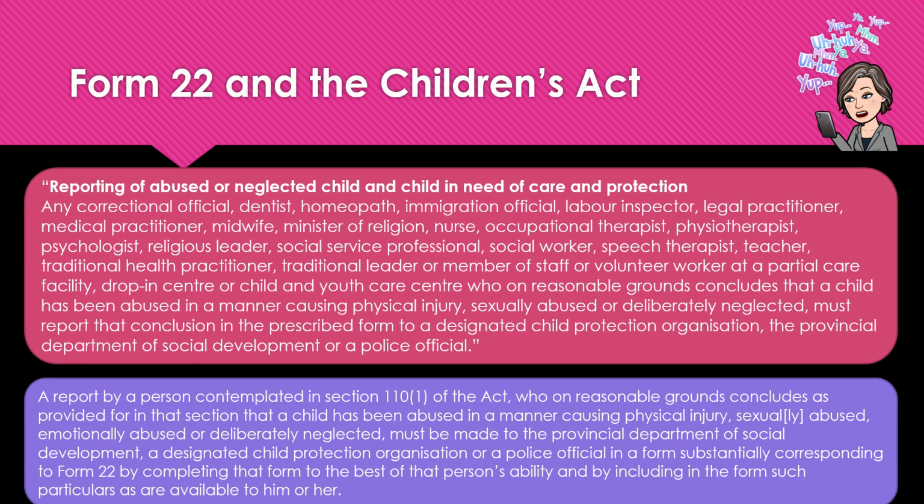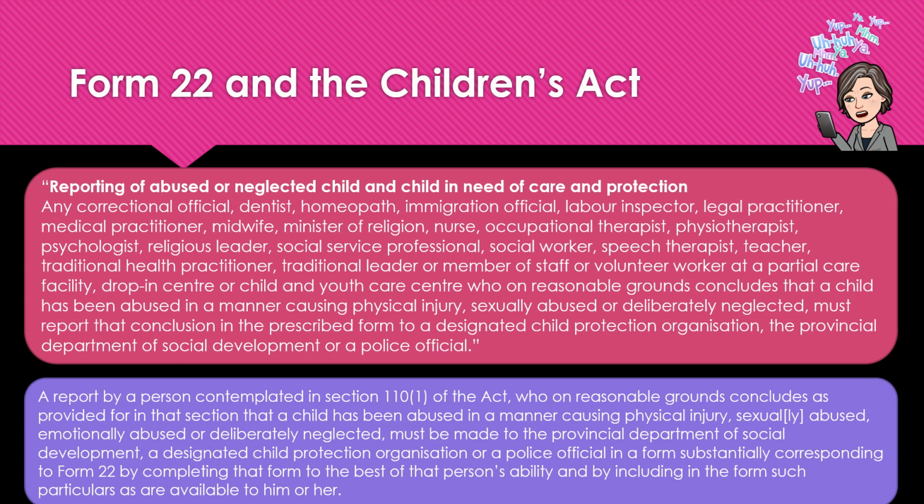I've listed section 110 of the South African Children's Act here, which states broadly that reporting of an abused or neglected child, or a child in need of care and protection, requires any adult in a relation of care, and the list is long. You can see that it includes teachers on line 3. Any teacher or any of these other adults who on reasonable grounds concludes that a child has been abused in a manner causing physical injury or has been sexually abused or deliberately neglected must report that conclusion in a prescribed form to a designated child protection organisation, the Provincial Department of Social Development, or the police.